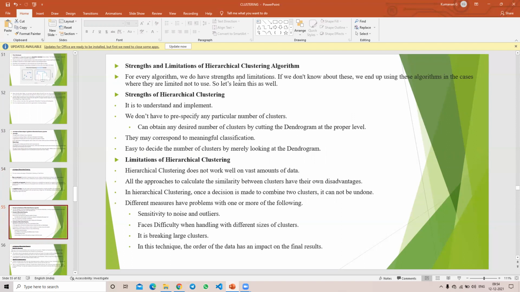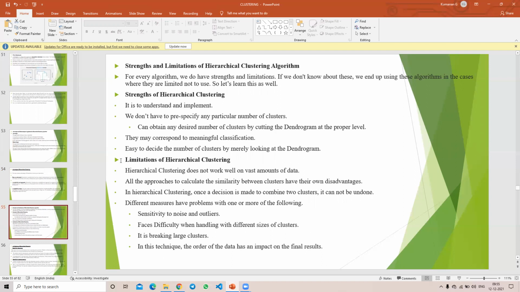Next, strengths and limitations of the hierarchical clustering algorithm. For every algorithm, we do have strengths and limitations. If we don't know about these, we may end up misusing the algorithm. Strengths of hierarchical clustering: it is easy to understand and implement. We don't have to specify any particular number of clusters. We can obtain any desired number of clusters by cutting the dendrogram at the proper level. They may correspond to meaningful classification. It is easy to decide the number of clusters by merely looking at the dendrogram.